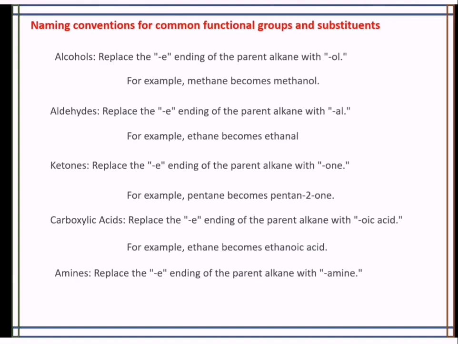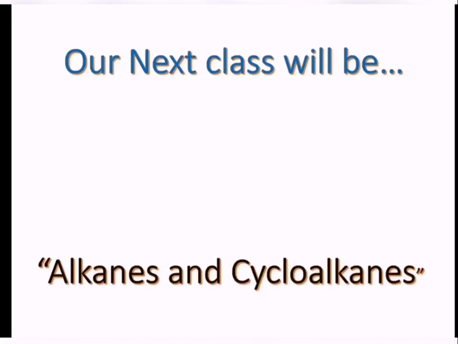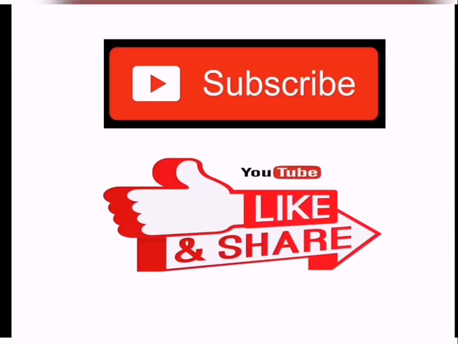The next one is amines. Replace the E ending of the parent alkane with amine. For example, ethane becomes ethylamine. Our next class will be alkenes and cycloalkenes.